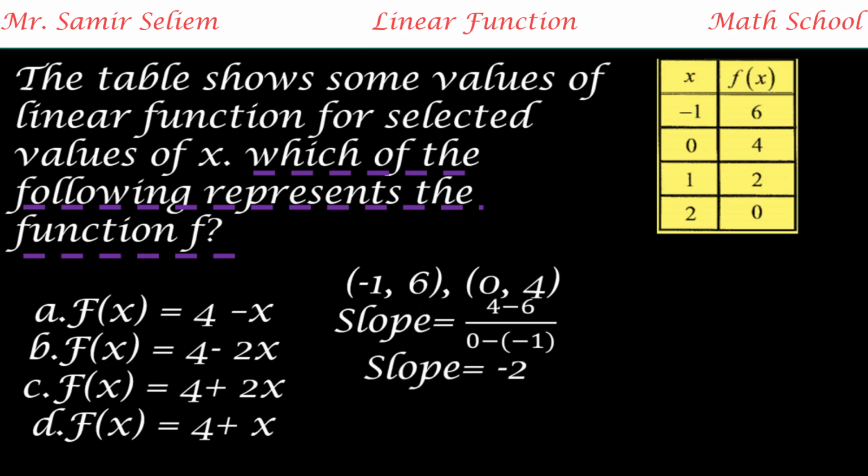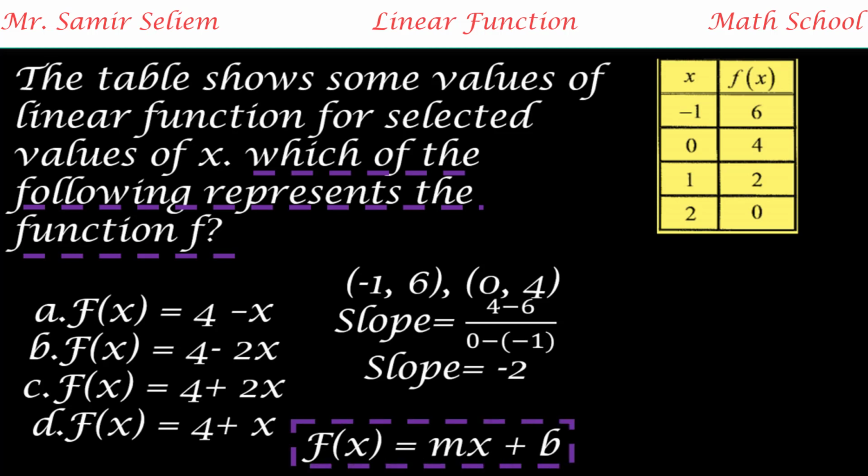We can write the function. Do you remember the rule? Yes, f of x equals mx plus b. This is the rule. And m is what? M is the slope. The slope is negative 2. So delete m and write negative 2. The function is negative 2x plus b.